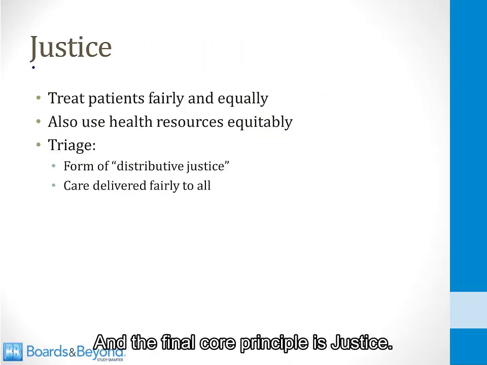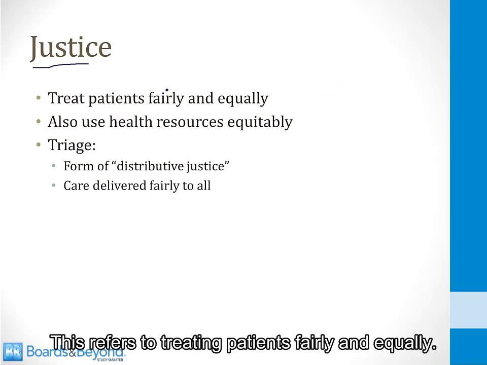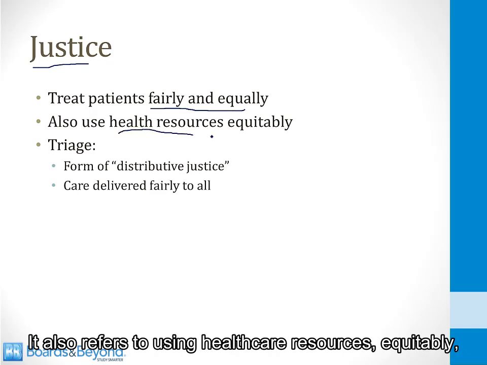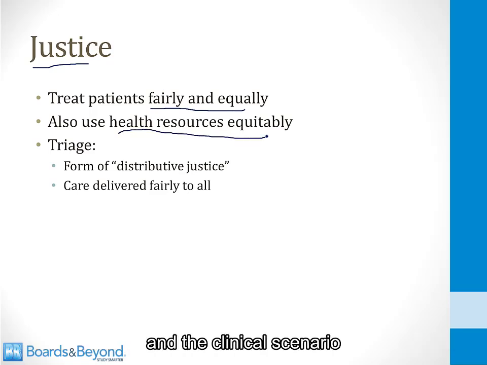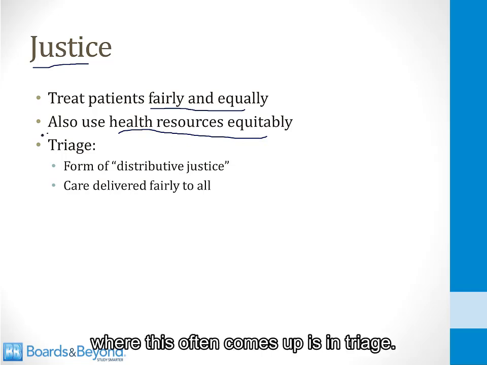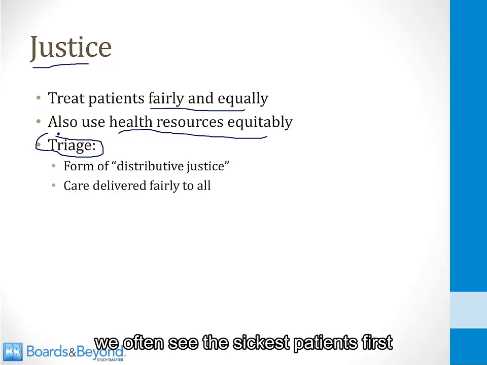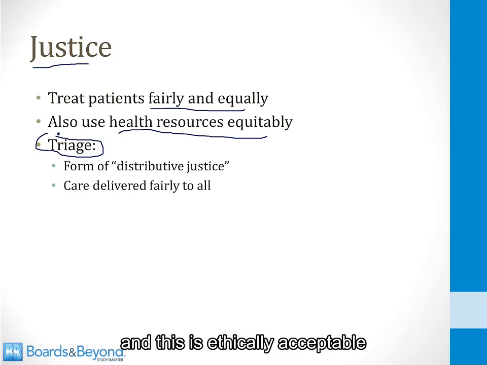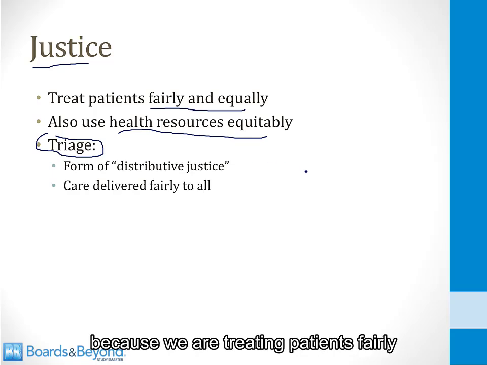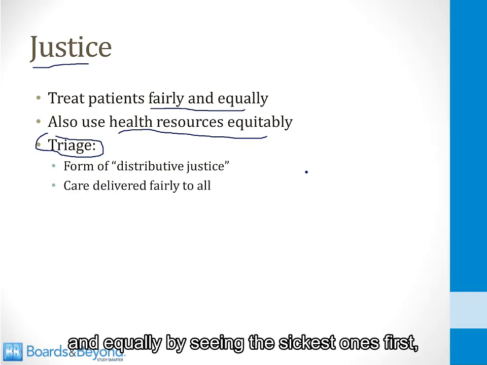And the final core principle is justice. This refers to treating patients fairly and equally. It also refers to using healthcare resources equitably. And the clinical scenario where this often comes up is in triage. So in the emergency room, we often see the sickest patients first, and we see less sick patients last. This is called triage. And this is ethically acceptable under the principle of justice because we are treating patients fairly and equally by seeing the sickest ones first.